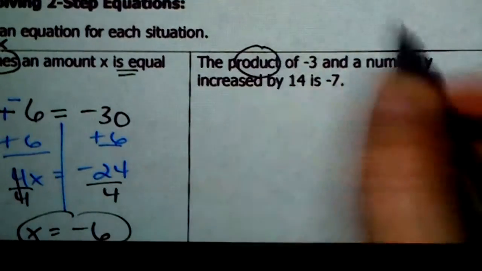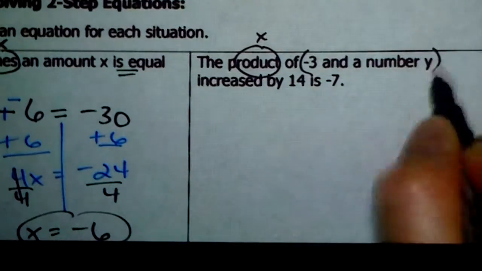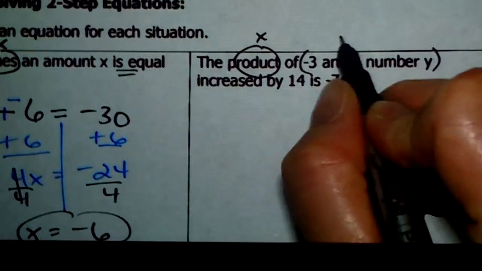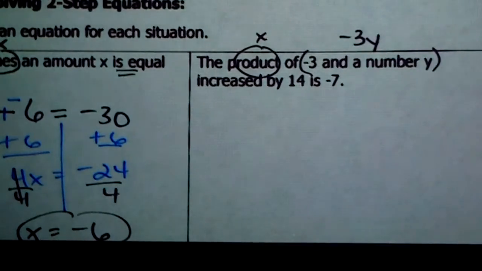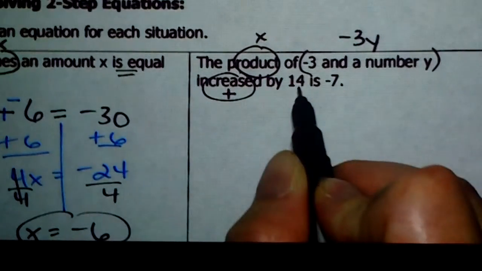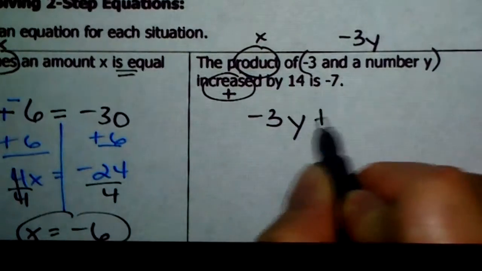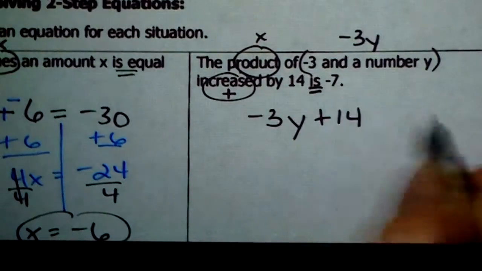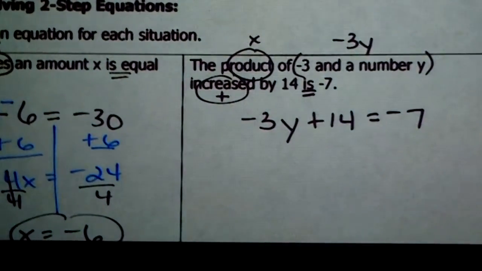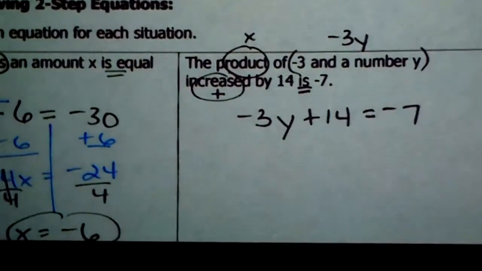Alright, next one, it says the product of. So we know product means multiplication, and I want the product of what? Of negative 3 and a number y. So to show the product of negative 3 and a number y, that would mean negative 3 times y. And now it says I want to increase that, that's addition, by 14. So if I'm going to take the product of negative 3 and y and increase it by 14, it says that is negative 7. Voila, no order switching here because I want to increase by 14. That means take what you start with and increase it by 14.